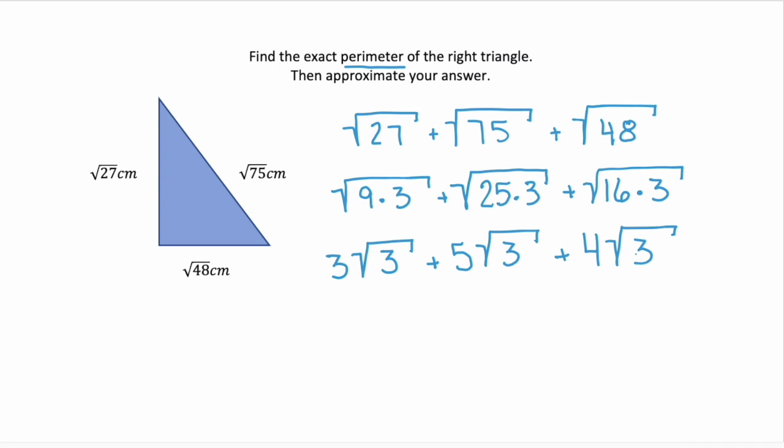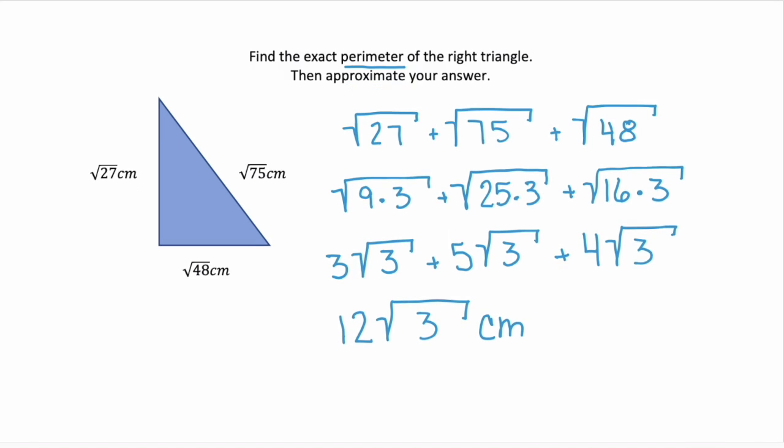Now all three terms have that same radicand, a 3. So we can add those coefficients in front. 3 plus 5 plus 4 is 12. So this is 12 square root of 3. And don't forget your unit of measurement, centimeters. So this is our exact perimeter. We didn't have to round, we didn't have to use a calculator.